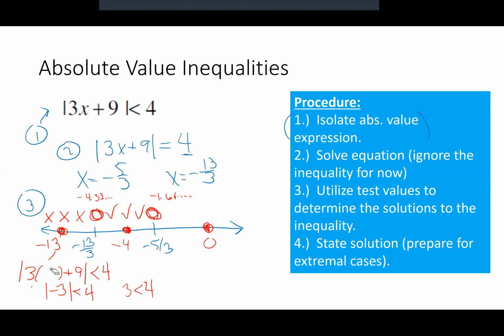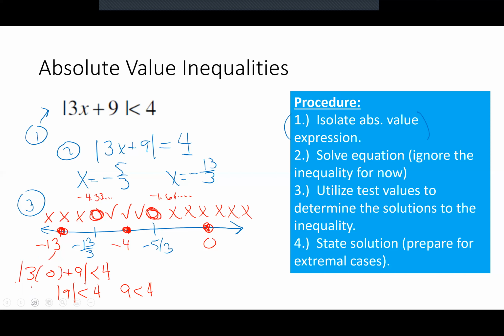Now, we're going to check 0. Let's see if 0 works. All right, well, 3 times 0 knocks out, so now I'm just left with 9. The absolute value of 9 is 9. Is 9 less than 4? Certainly not.